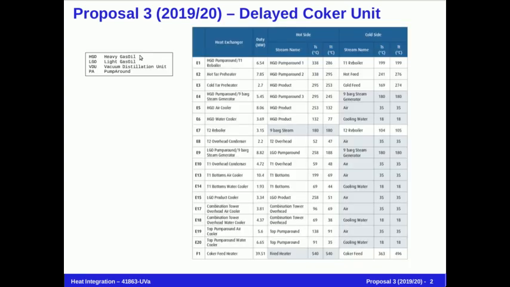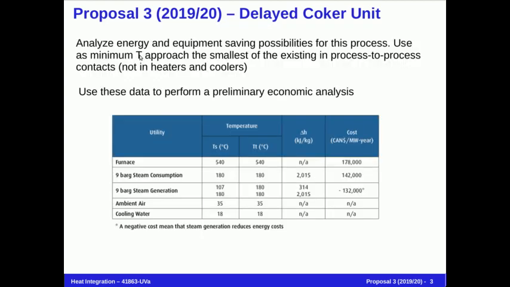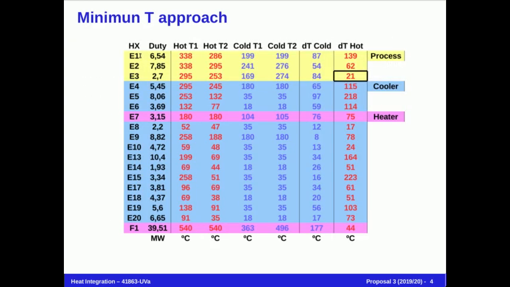We have the heat exchanger table, some data about economics, and we can get the minimum temperature approach from the process-to-process heat exchangers in this table. Minimum approach is 21 Celsius, but you see we have not taken into account some smaller approach in a cooler, like this 17 Celsius in heat exchanger 8.